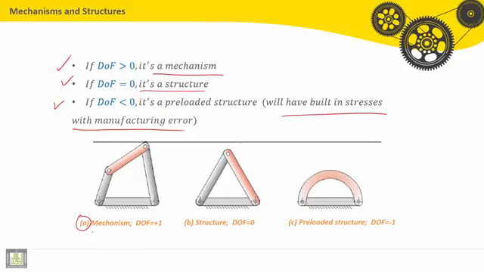The first example is a mechanism, degree of freedom equal 1. So this system can be driven with one rotation, for example, from here. Second example is a structure, degree of freedom equals 0, no mobility here. Third example, it is a preloaded structure, degree of freedom is negative, minus 1.